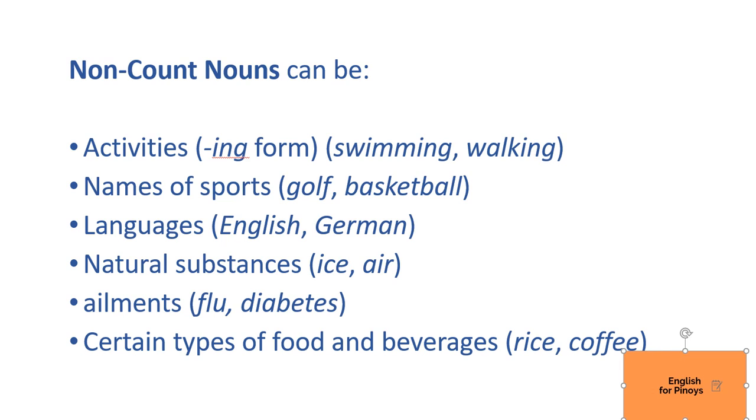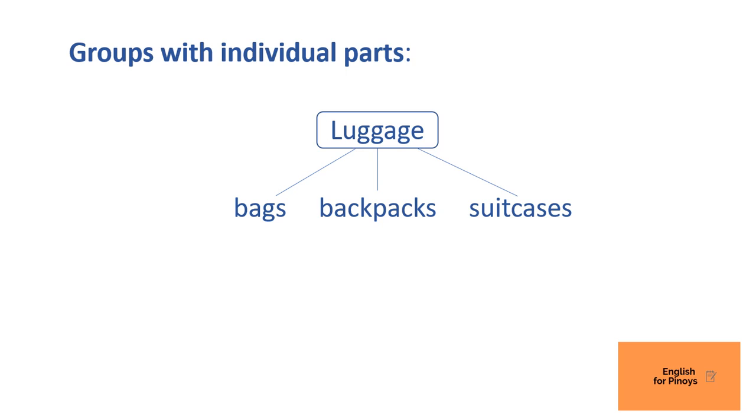Okay, now let's go back to groups with individual parts. So we mentioned luggage earlier. So luggage is the whole, right? That's the group, and the individual parts of luggage are bags, backpacks, or suitcases, whatever. So that's what you bring with you. So you call them collectively as luggage, but luggage itself is a non-count noun. There's no plural form for that. You cannot say luggages, right? Same with baggage. You cannot say baggages. So that's the whole. And the parts of the whole, the parts of luggage, are usually count nouns. Like bag, you can say bags, you can say backpacks, you can say suitcases.